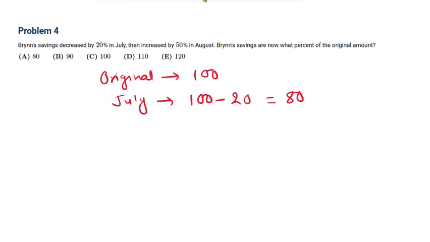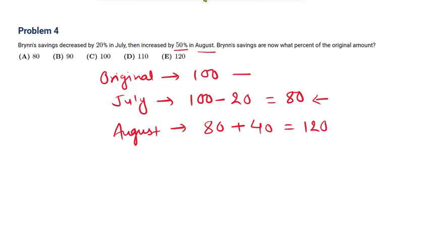Now, in August, it is increased by 50%. So 50% of 80. It simply means 80 plus 40, which is 120. So from 100, it increased to 120. So this is the answer.